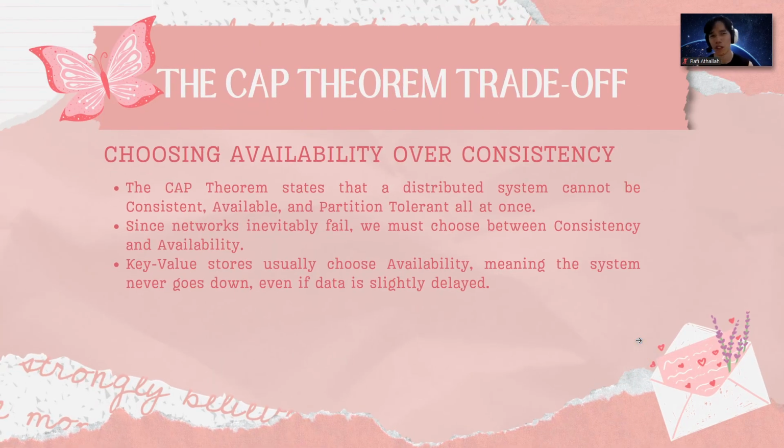Now, what is the CAP theorem trade-off? So choosing availability over consistency, the CAP theorem states that a distributed system cannot be consistent, available, and partition tolerant all at once. Since networks inevitably fail, we must choose between consistency and availability. That's why key value stores usually choose availability, meaning that the system never goes down, even if the data is slightly delayed.